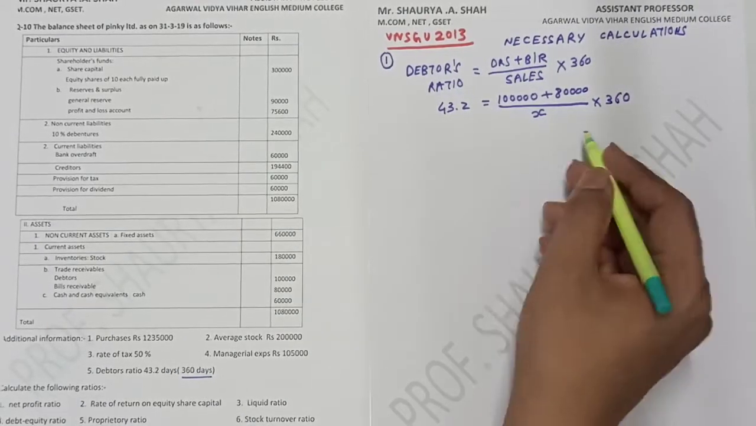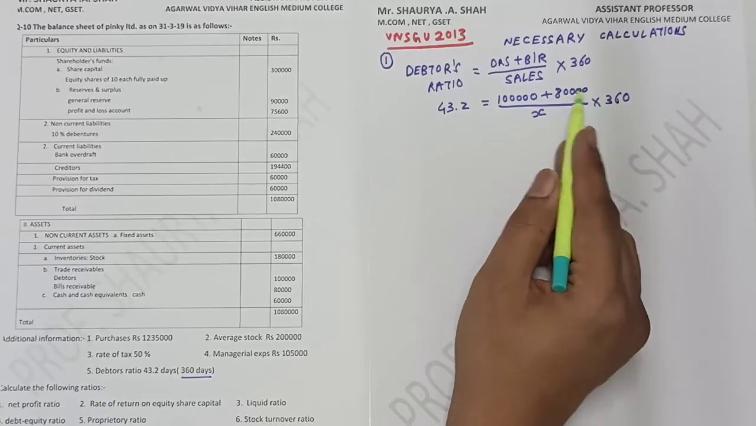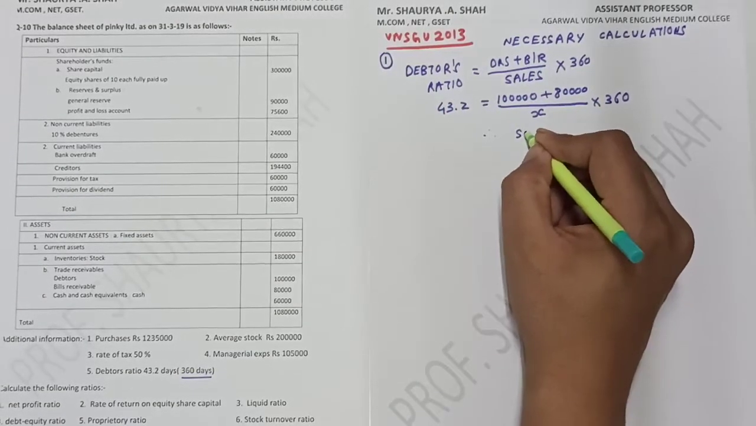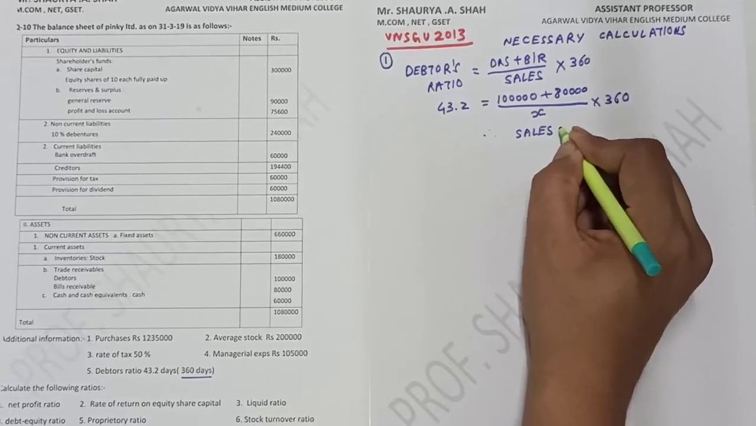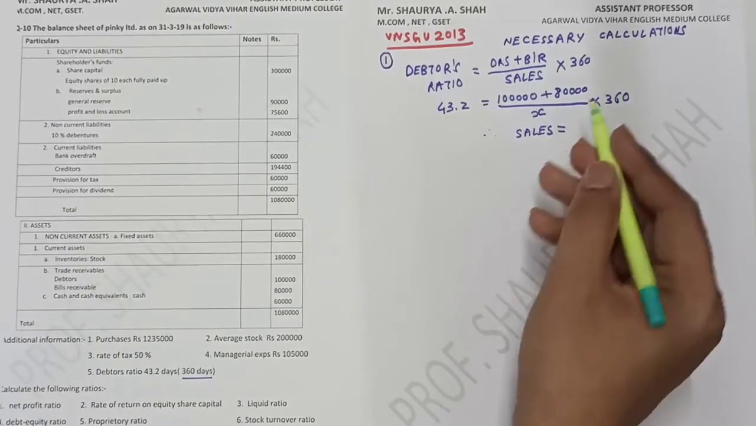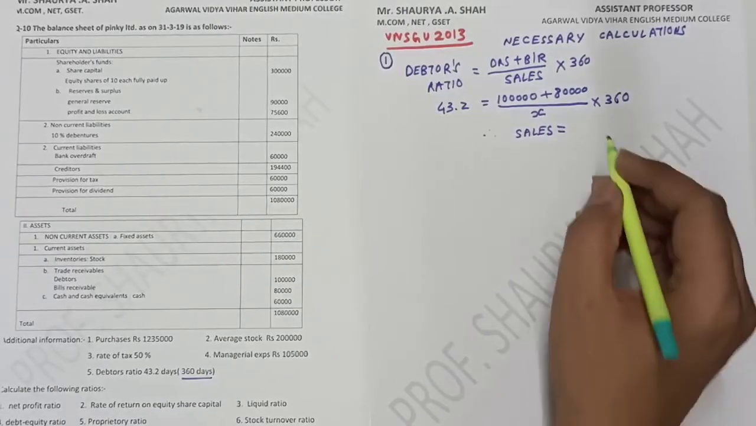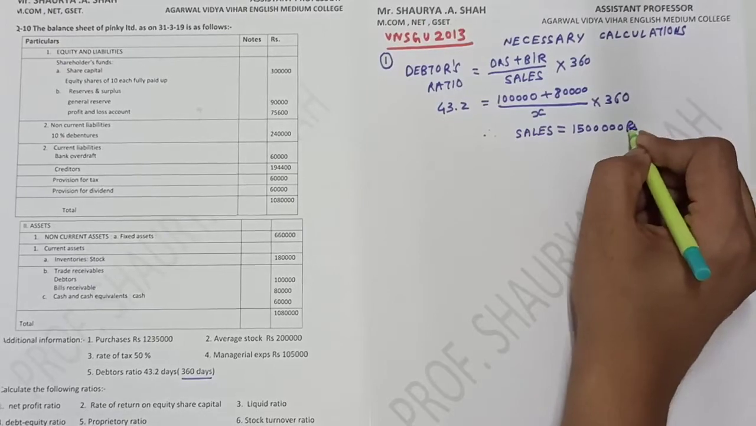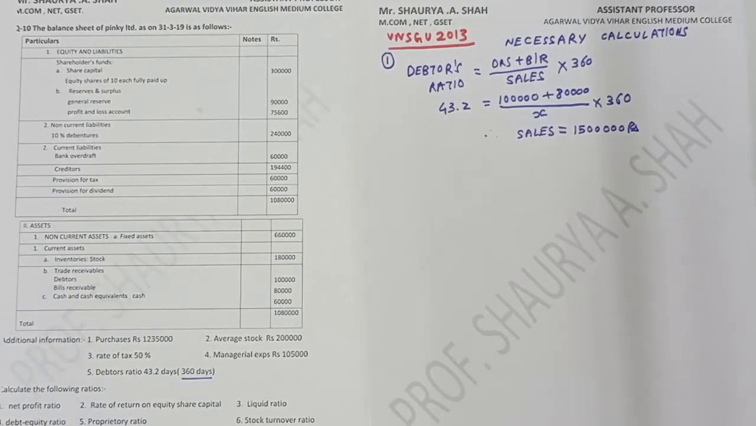Now when you solve this, x will come on this side, this will be multiplied and then divided, and you will get the answer. Sales is equal to, multiply this and divide this, you will get the final answer of sales equals 15 lakh rupees. I hope it is clear to all the students, right?